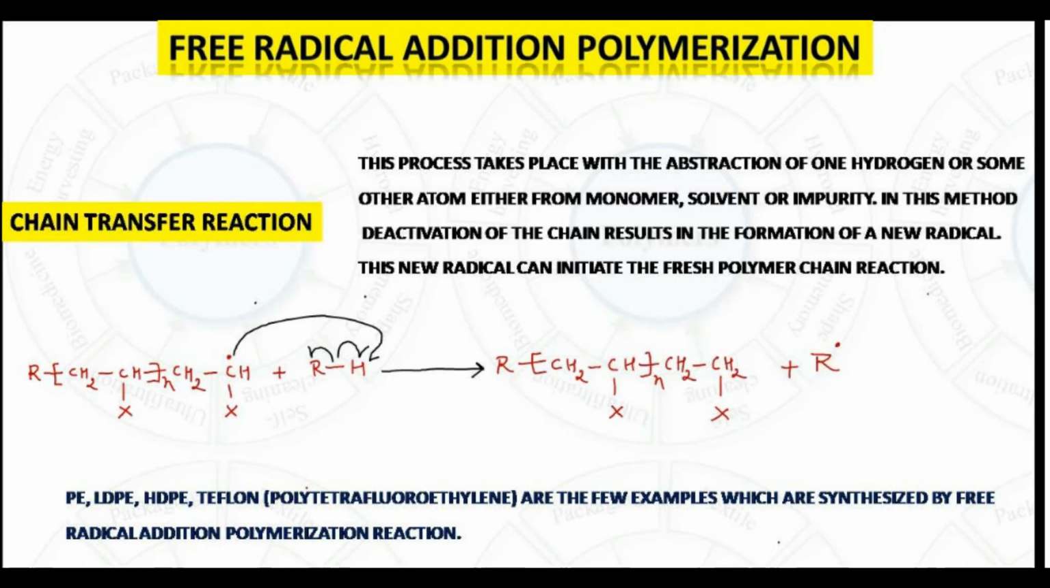And this is your active radical. If you want, you can utilize it, or it may start a fresh reaction if you want to proceed with the reaction further after the removal of this dead polymer. Now, this is the example of your free radical addition polymerization. Simply, this is your chain transfer reaction. And with this free radical mechanism, what kinds of different polymers can we synthesize? PE, that means polythene, we can synthesize with this reaction.